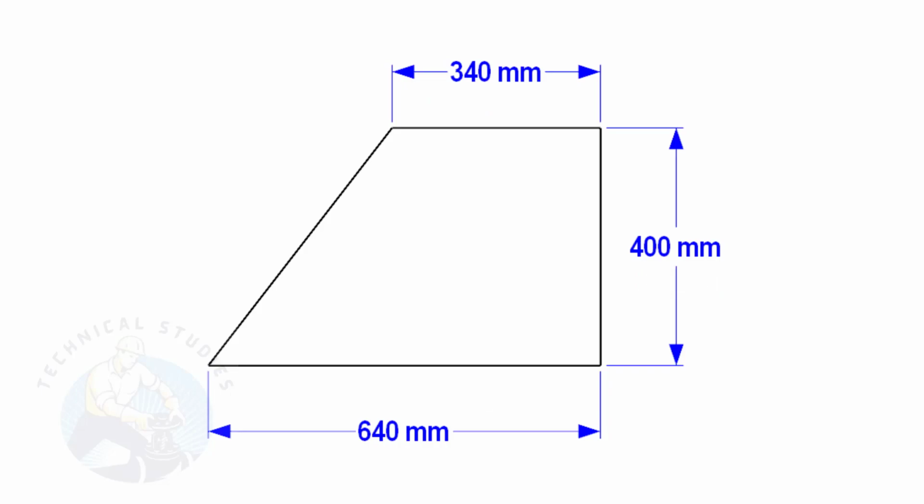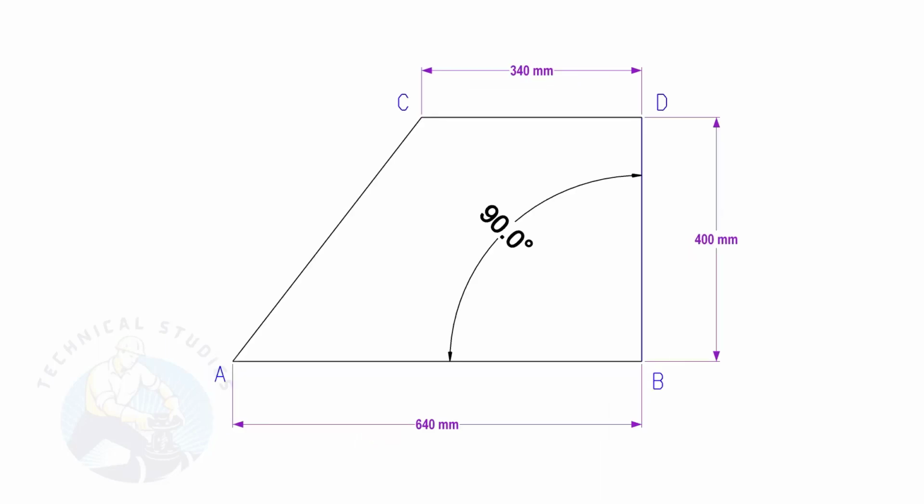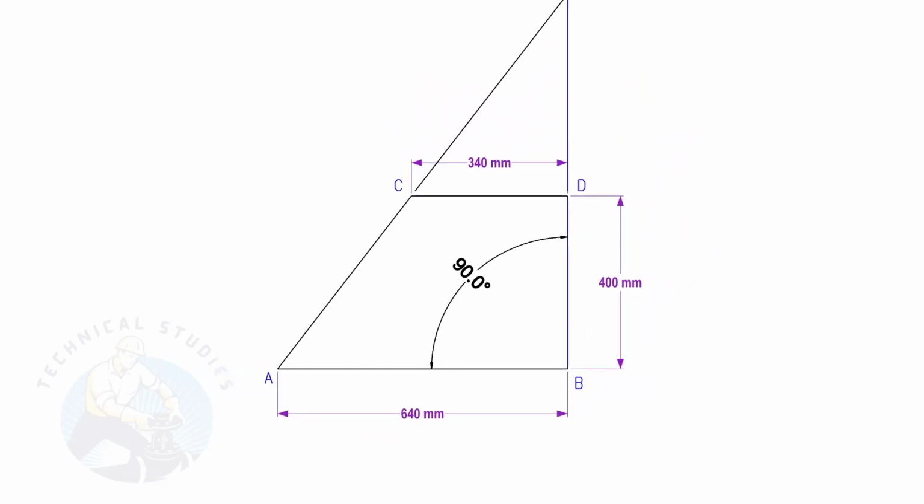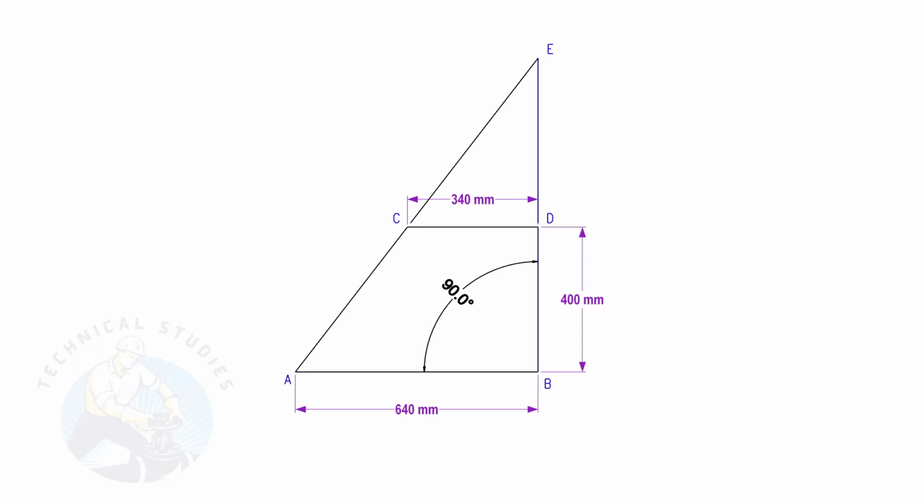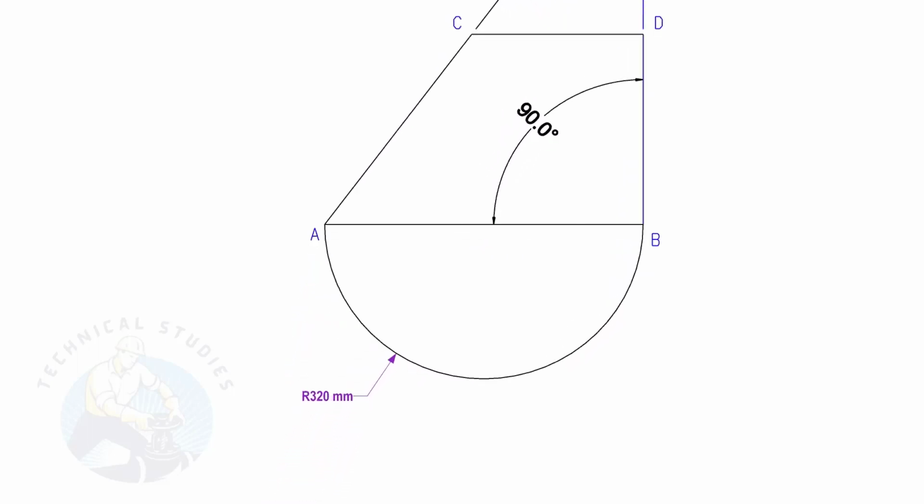Draw the front view of the cone on a plate or on a suitable surface. Extend lines AC and BD until bisecting each other at E. Draw a half circle of the diameter of the bottom side and divide it into 8 equal parts.